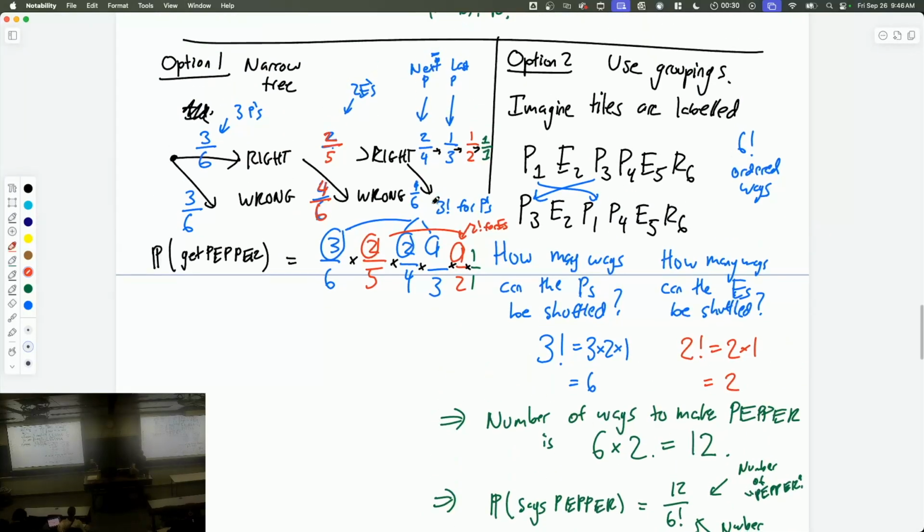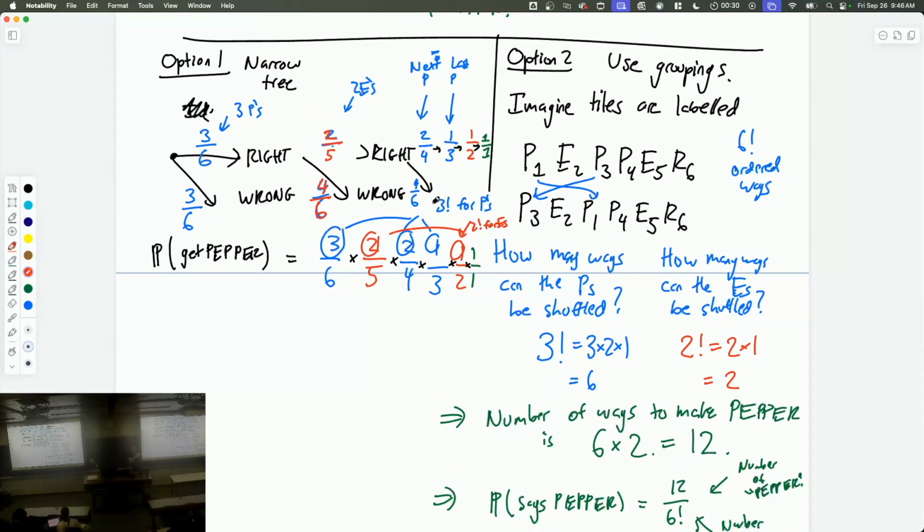Okay. Any questions or comments now about either of those methods? Yes. Yeah. I was doing the 6, 5, 4, 3, 2, 1 wrong. Yes. Okay. Very good. Yes.